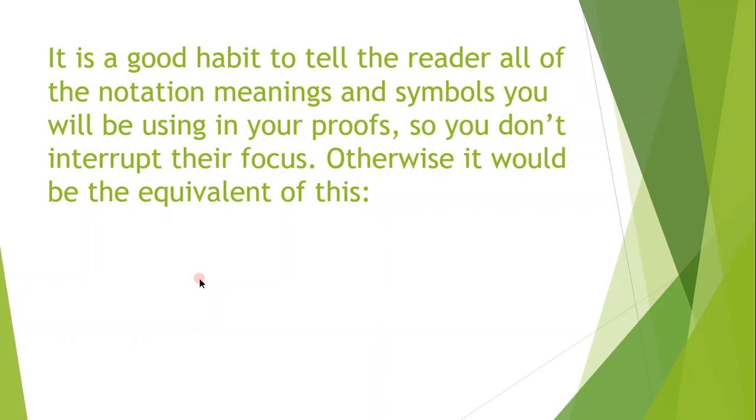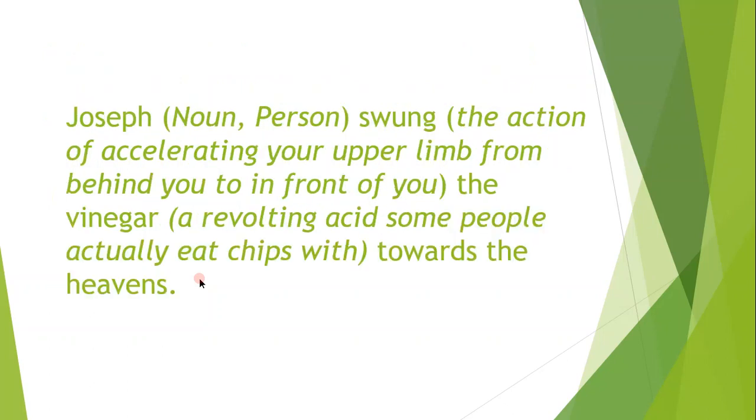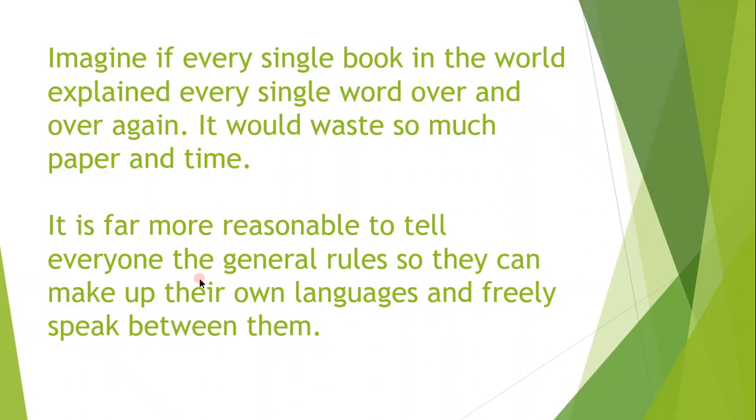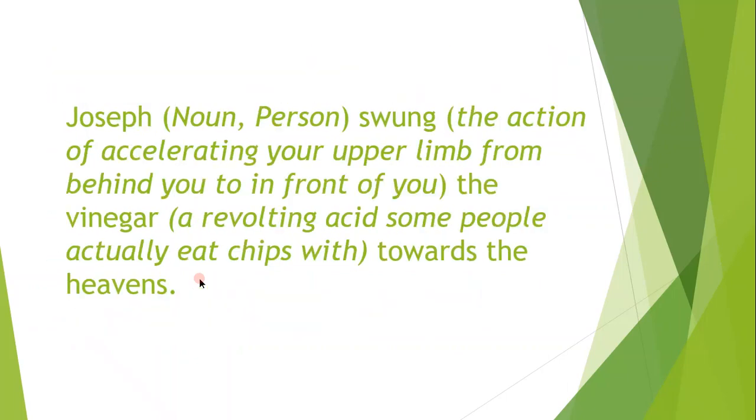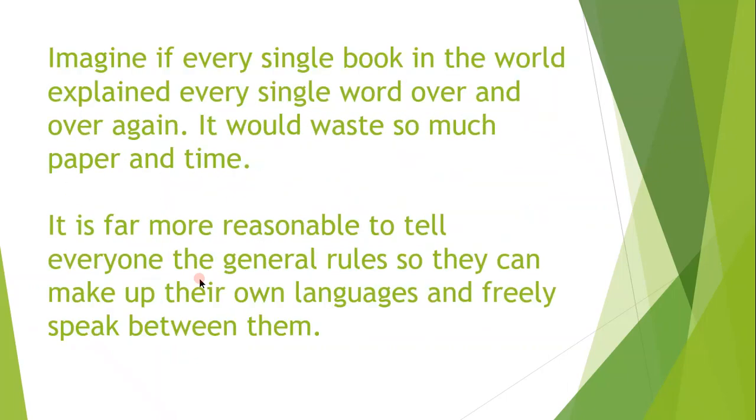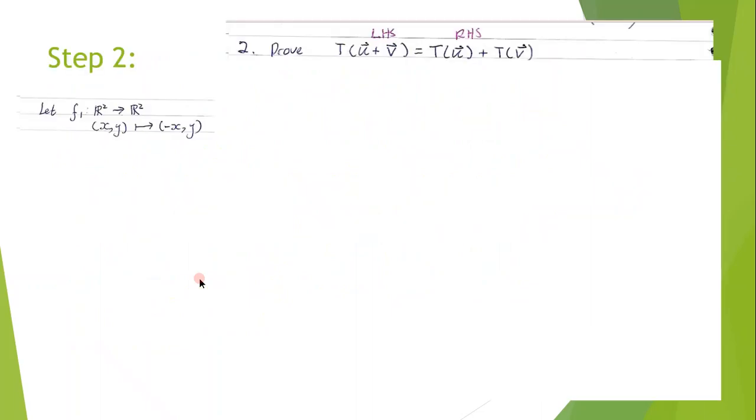I included an example. So imagine if every text in the world was written like this. So Joseph, noun person, swung the action of accelerating your upper limb from behind you to in front of you. The vinegar, a revolting acid some people actually eat chips with towards it. Can you imagine if every single word in every book was explained? It's just far more reasonable to tell everyone the general rules so they can make up their own languages and freely speak between them. It would just waste so much time. And this is why you should always define your symbols and notation beforehand, because it's the English equivalent of doing this, and it's so annoying. So just define your symbols and notation beforehand.